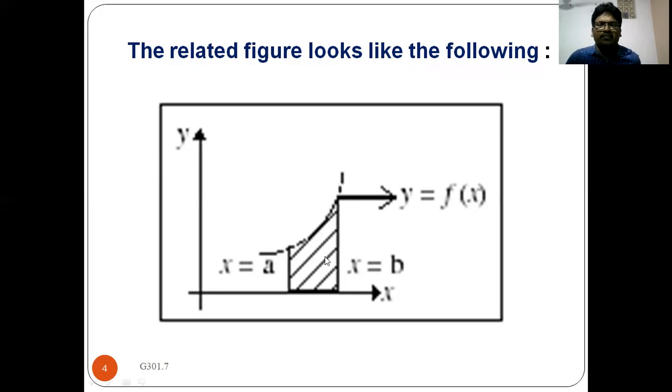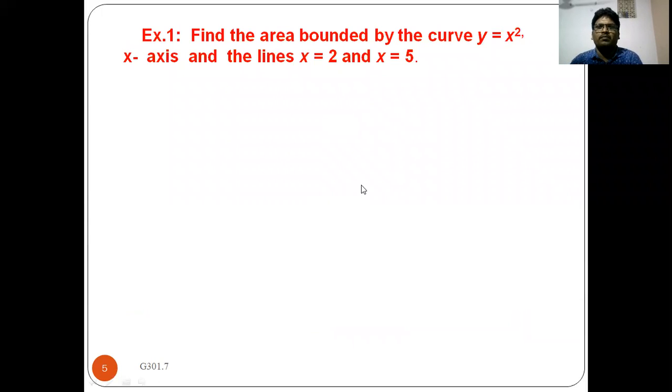So how to calculate this region? This curve is given, and we want to integrate this curve within the limits x equal to a and x equal to b, then we will get the region. Already in the previous class we discussed this integration. So see one problem.